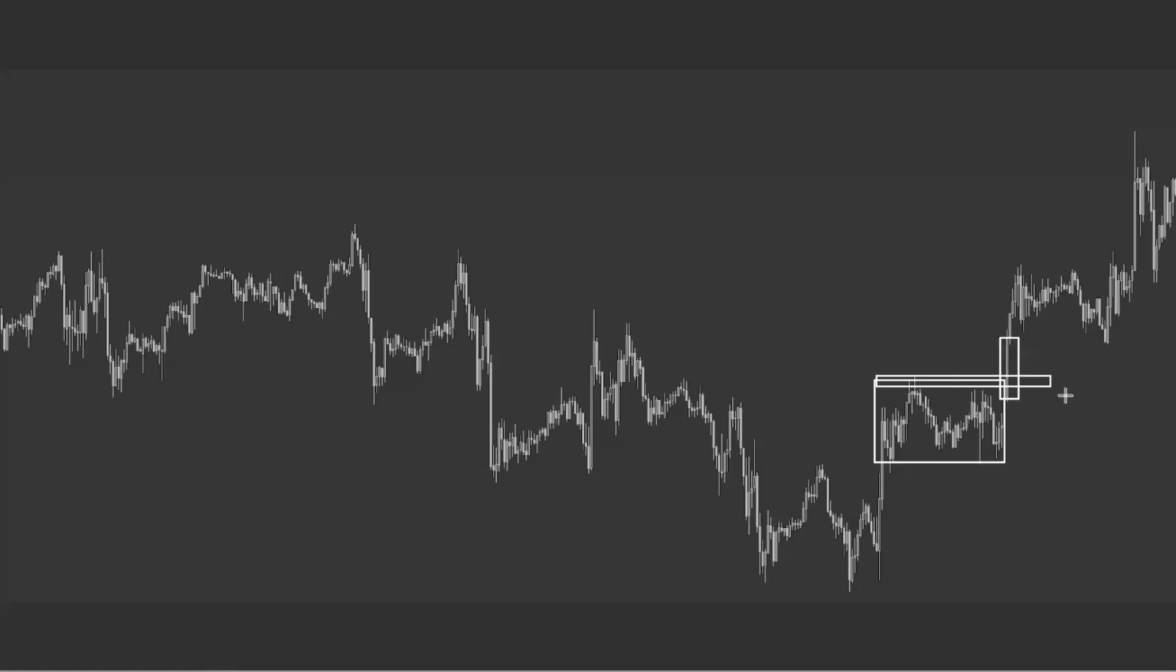And the second thing I like to see is compression. Compression is something you're probably all familiar with in one form or another. It will often come in the form of a pattern. So a falling wedge like this one here, for example, is a form of compression.